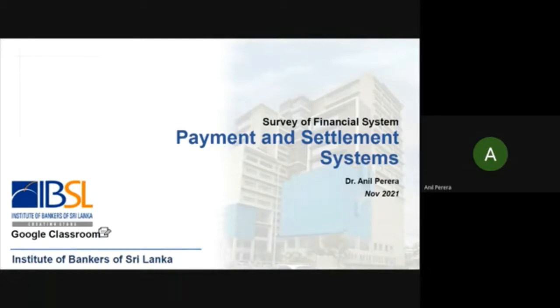What are the national level digital payment solutions recently introduced in Sri Lanka? Lanka QR, Just Pay. Answer C is both Lanka QR and Just Pay. Answer D is none of the above. A, answer C or D? I didn't hear properly. Can you say it again, please?